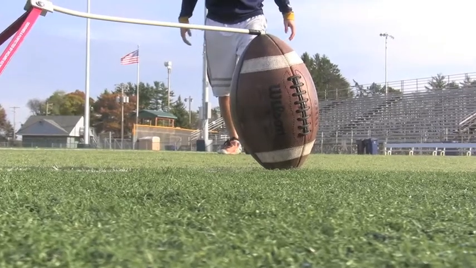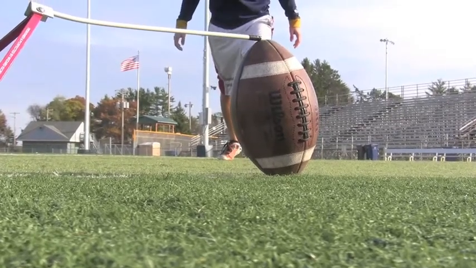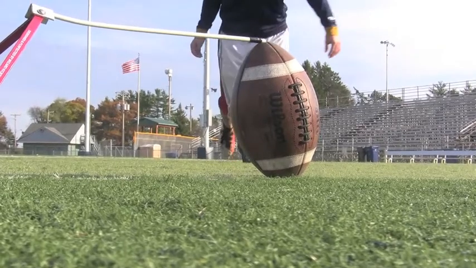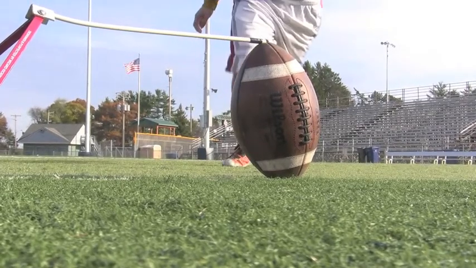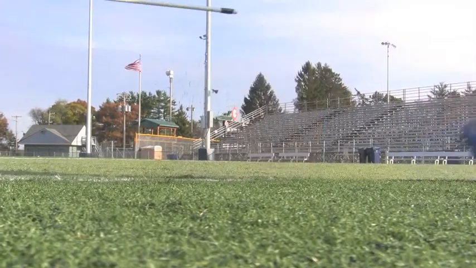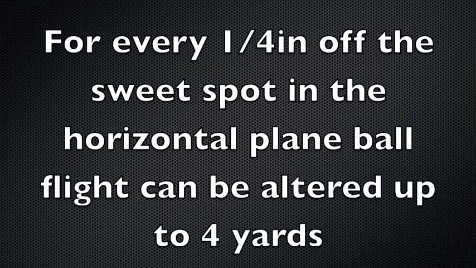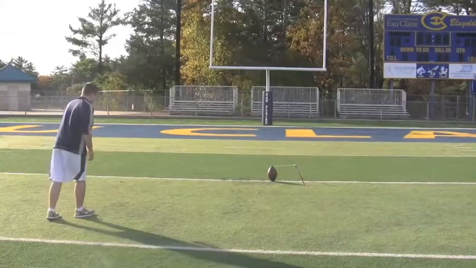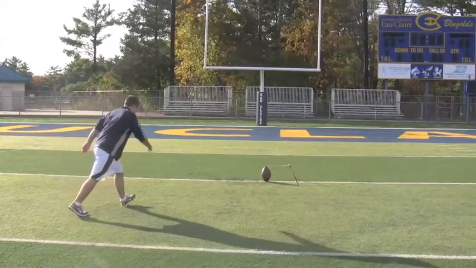In this example, you can see the foot scrape the ground, which shows that the foot is fully extended. For every 1/4 of an inch off the sweet spot in the horizontal plane, the ball flight can be altered up to 4 yards. In this example, Matt kicks too high on the ball, resulting in a low kick.